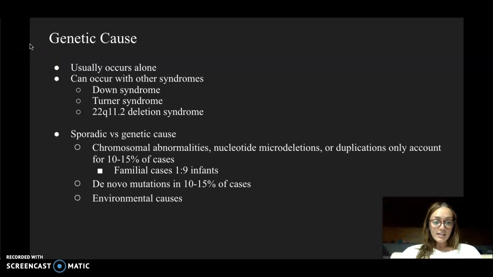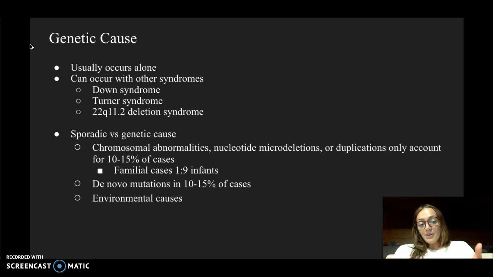Typically these heart conditions arise alone, but they can occur with other syndromes. We typically see heart disease problems with Down syndrome, Turner syndrome, and 22q11.2 deletion syndrome. A lot of these syndromes have other metabolic problems associated with them, because a lot of those other genes and chromosomes being affected are also seen with these syndromes. So it's just an added thing on top of those that they have to deal with.